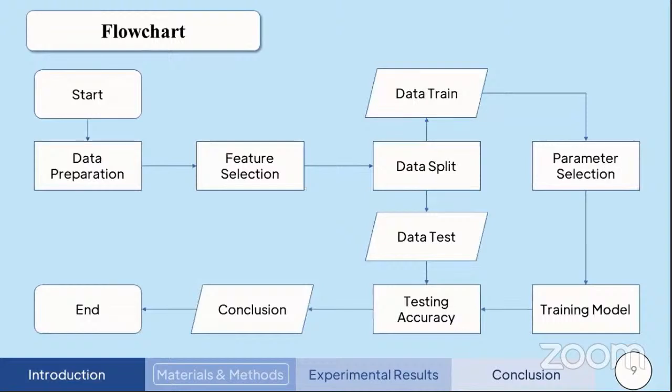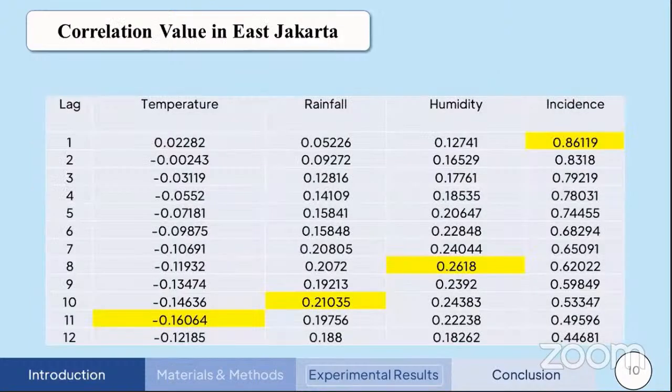This is the flowchart for our research. This table shows the correlation value at the specific time lag for each variable with the incidence variable. For example, temperature with incidence, rainfall with incidence, humidity with incidence, and incidence with incidence. The yellow label shows the selected time lag value. In this table for Jakarta, the time lag selected for temperature is 11, rainfall 10, humidity 8, and incidence 1.